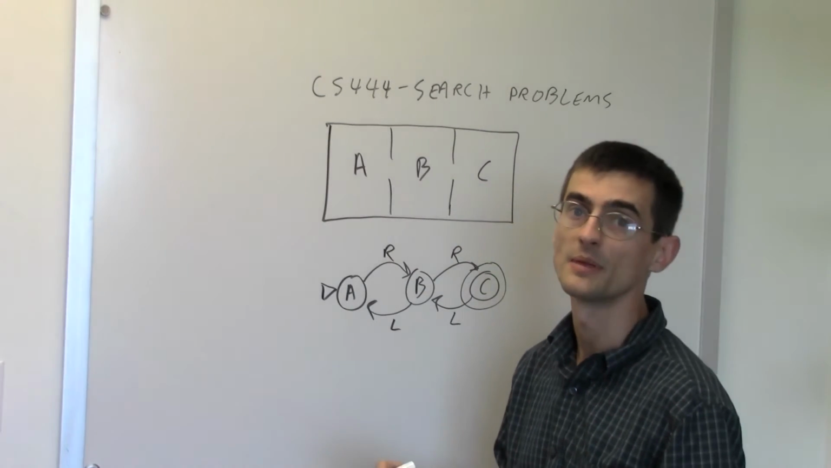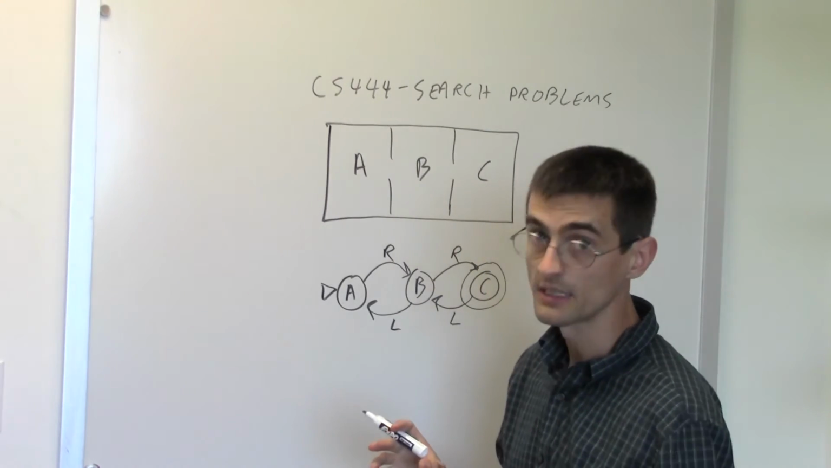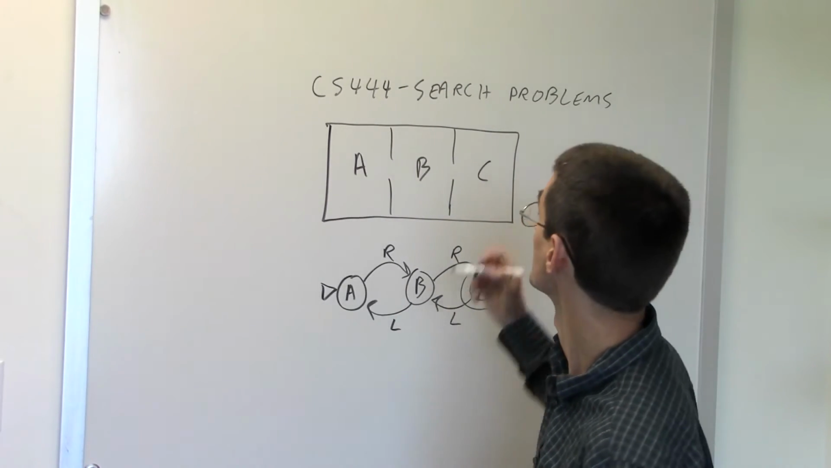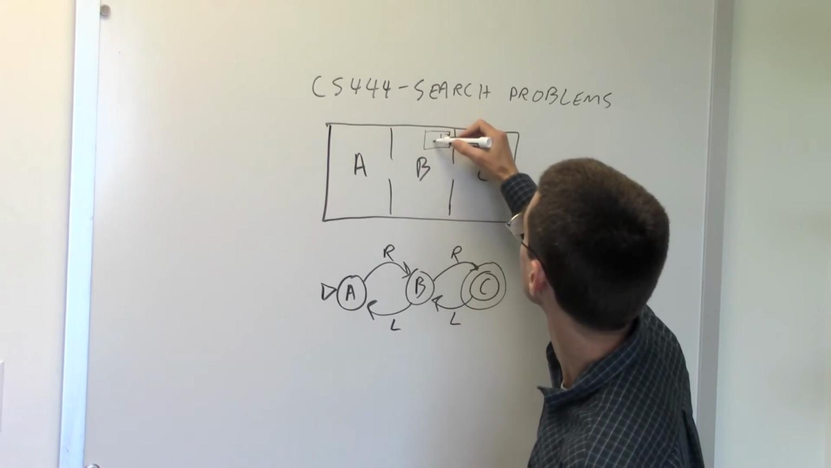But let's make it a little bit more complicated. So let's assume for a second that the robot, before he can deliver what he wants to deliver, needs to pick it up first. And in this case, we'll say that it's a letter in room B. So there's our letter.